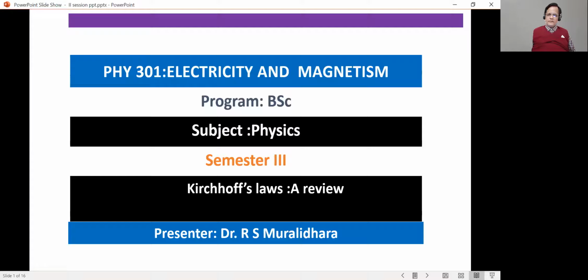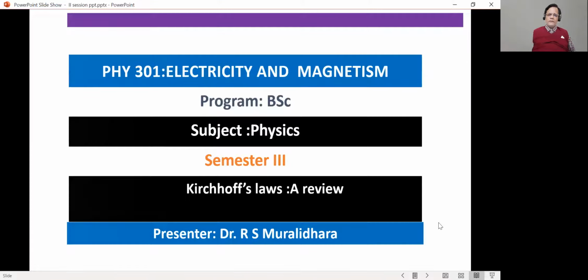Welcome. This is another session on the subject of network analysis of DC circuits. Program is BSc, subject is physics. This is for the third semester under paper 301 electricity and magnetism. The session will include a review of the Kirchhoff's current law and voltage law and methods based on Kirchhoff's laws.